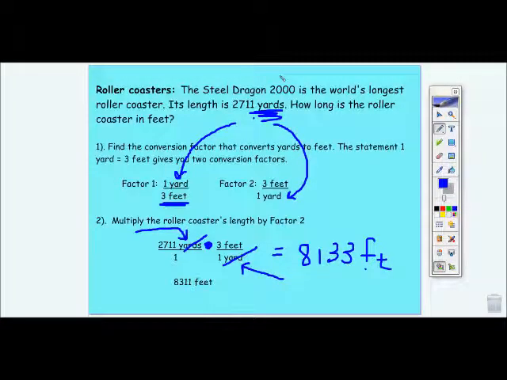So once again there, we are going to do the 2,711 times the 3 feet, and that's where I got my 8,133 feet. And of course, because yards are a larger measurement, and we're going to switch them down to feet, we're going to have more feet in that final answer.